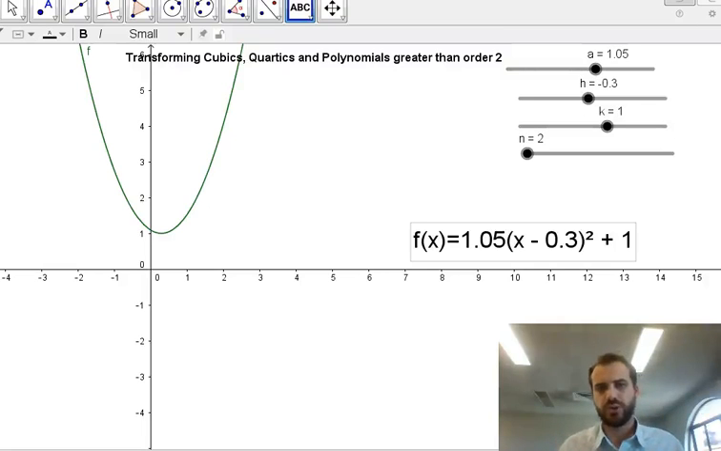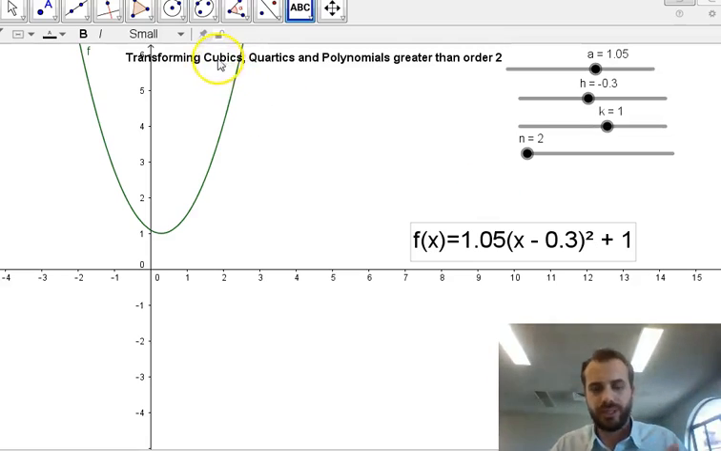So in this video I want to talk about cubics, quartics, and greater polynomials as well. So just need to talk about that really quickly. So far you've looked at quadratics. Now a quadratic is a polynomial. It's a polynomial with an order 2. It means it's a polynomial where x is raised to the power of 2.